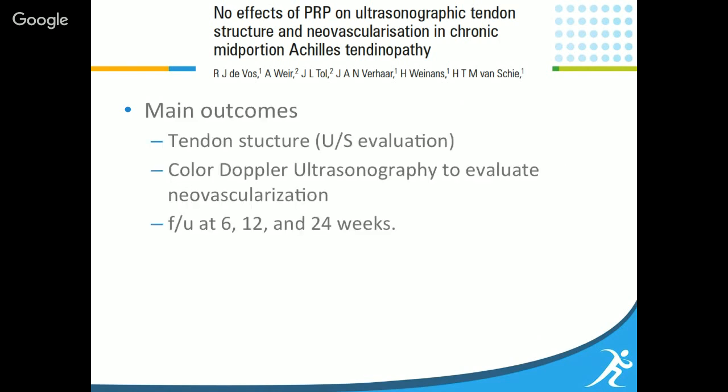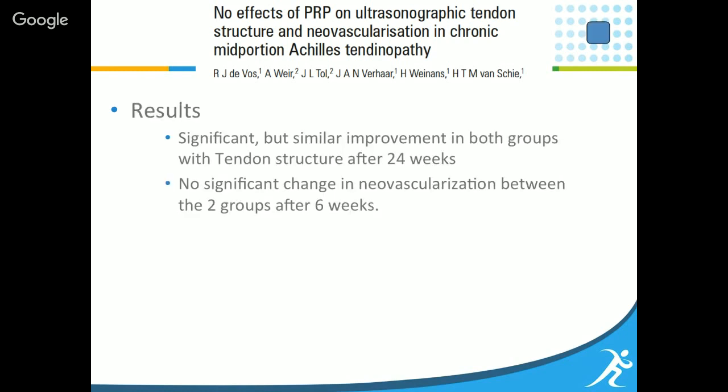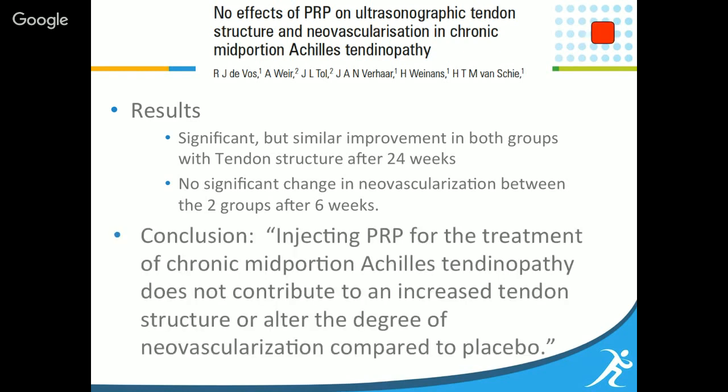The main outcomes he was looking at were tendon structure and neovascularization under ultrasonography. Follow-up was at 6, 12, and 24 weeks. What he found was that there were significant improvements in both groups with tendon structure at 24 weeks, and no significant change in neovascularization between the two groups after 6 weeks. So basically, injecting PRP for treatment of chronic mid-portion Achilles tendinopathy does not contribute to an increased tendon structure or altered degree of neovascularization compared to placebo.